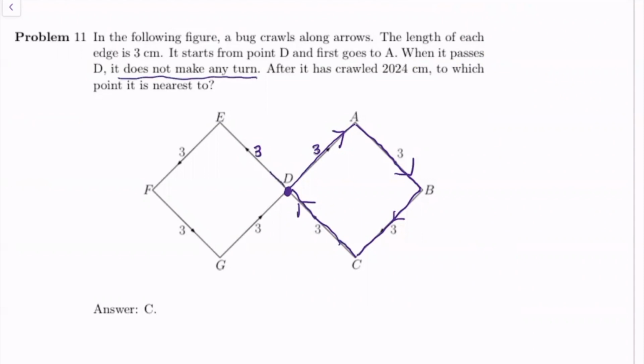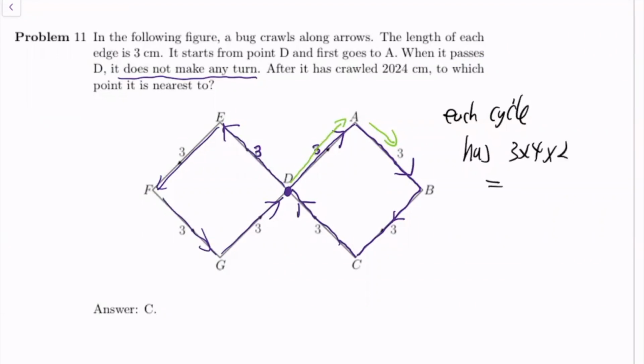So it has to move forward like this. When it gets back to C, again it cannot turn around, so it has to keep moving. Basically it just repeats the cycle. Each cycle has length 3 times 4 times 2, which is 24. So the length of each cycle is 24.